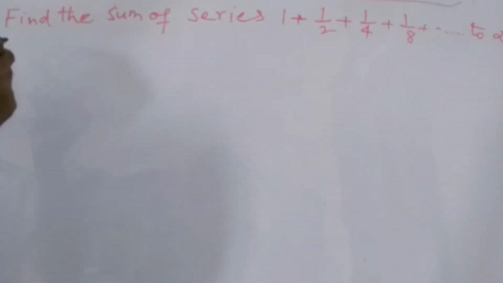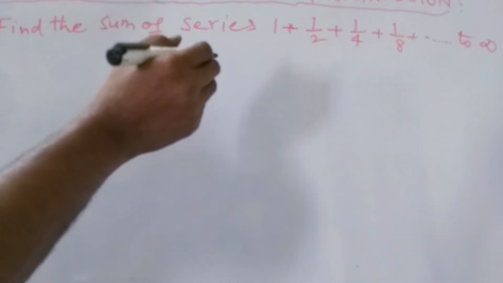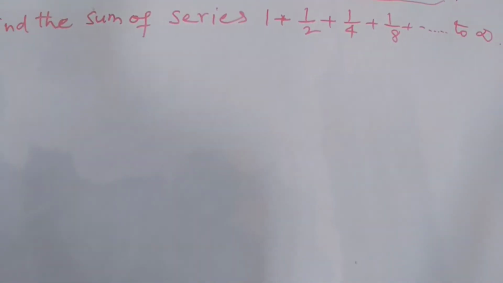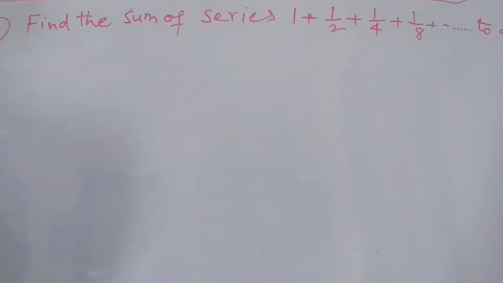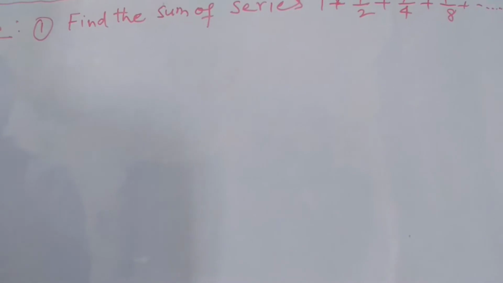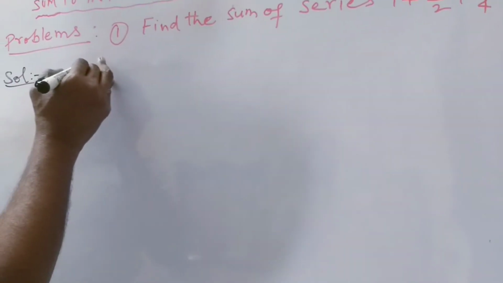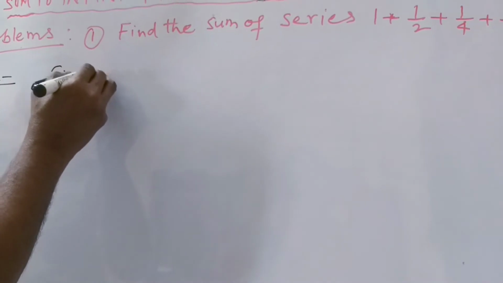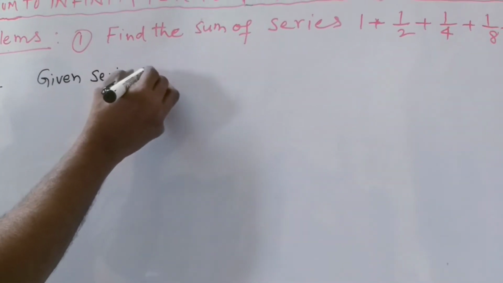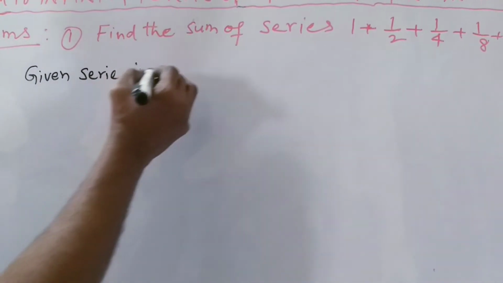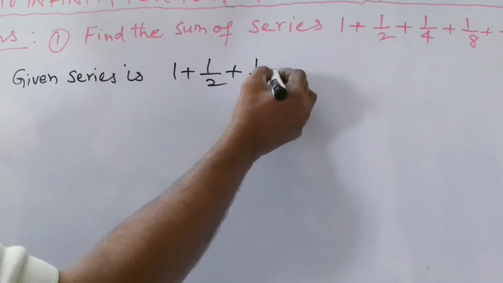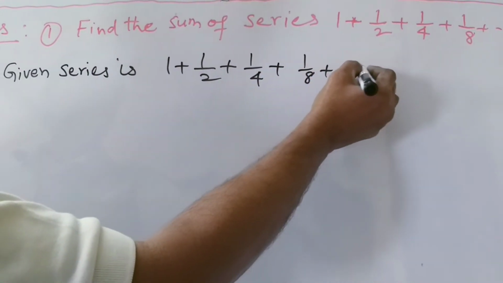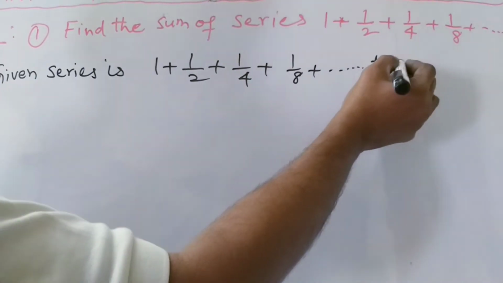This is the given problem. Find the sum of series 1 plus 1 by 2 plus 1 by 4 plus 1 by 8 plus and so on up to infinity. So, solution as follows. Given series is 1 plus 1 by 2 plus 1 by 4 plus 1 by 8 plus and so on up to infinity.